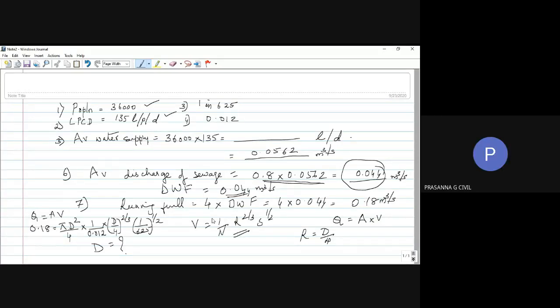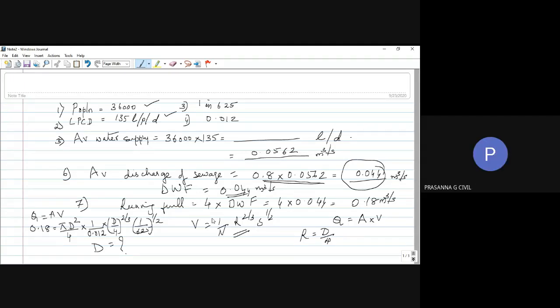Correct? I have told you, 2.5 to 3, keep it in your head, whether it is for water or sewage. Because of variations, we always take a peak factor. 2.5 to 3 are very logical values, so you can use that. So there's no storm water coming into picture at all here.